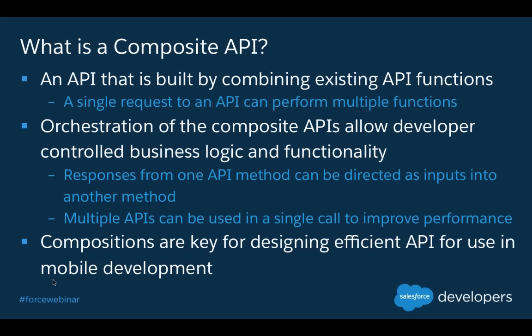So a composite API, for those of you who aren't familiar, is an API that's built up by combining existing API functions. So taking those existing API calls you have, putting them together so that you can kind of build your own Lego blocks to create the application that you need. The orchestration of these composite APIs will allow your developers to control the business logic and functionality that they want, so they can start to link different APIs together. So you might have a response from one API call be the parameters that feed into the next API call. So you can start to chain API calls together.